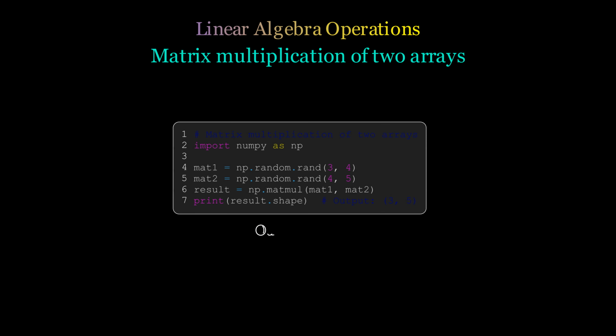The NumPy matmul function performs this operation. We generate random matrices of the required dimensions and multiply them. The output shape confirms our matrix multiplication worked correctly. We get a 3 by 5 matrix as expected. Matrix multiplication is essential for transformations in graphics and deep learning.